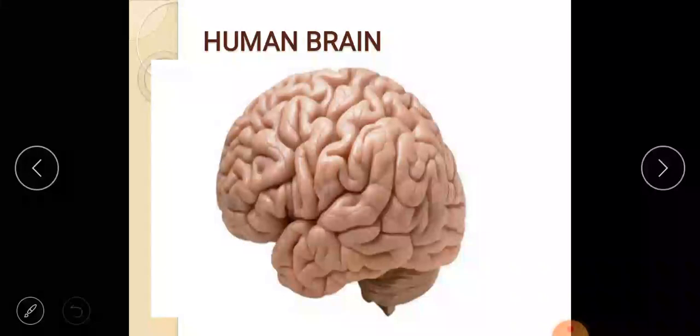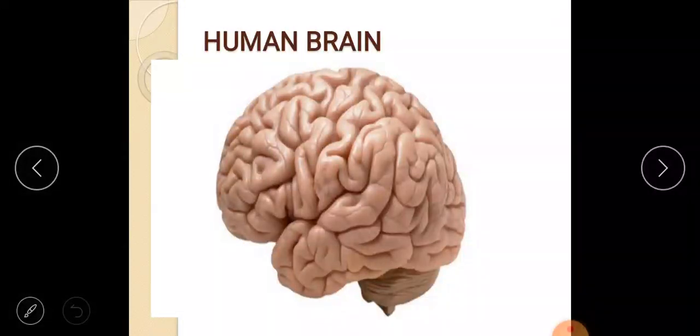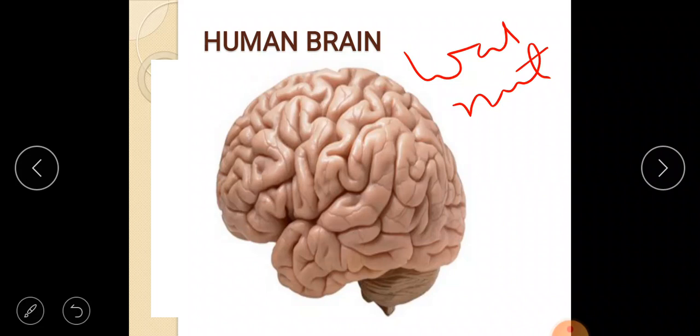Human brain, you can just see the structure of the brain. It somewhat seems like a walnut. You can see a lot of convolutions and some depressions. These convolutions and depressions are known as sulci and gyri. I'll not be mentioning too much about this one.